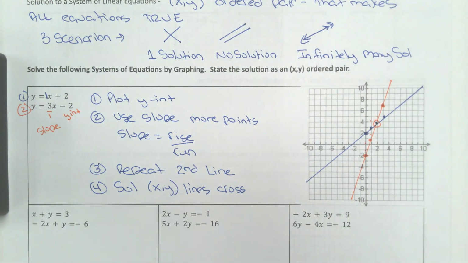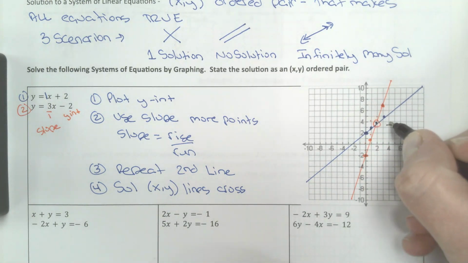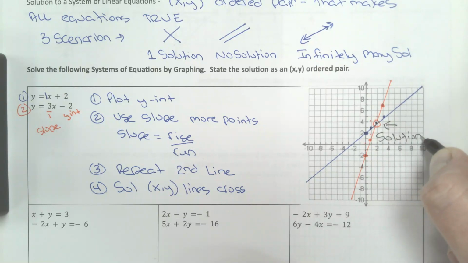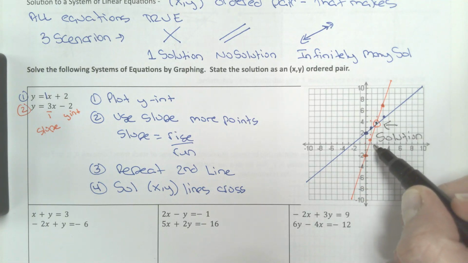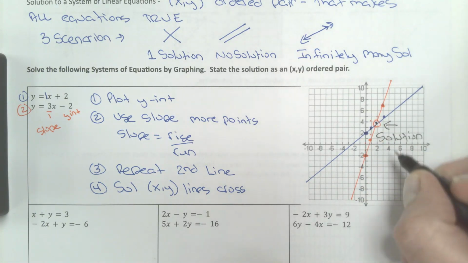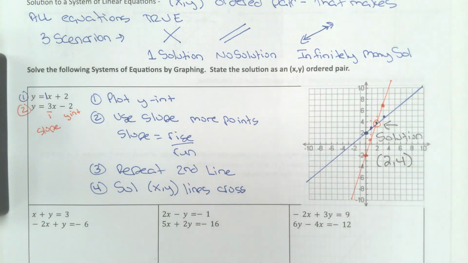All right, so your solution is right here. That's your solution, because that's where the lines cross. And if you start at the origin, looks like I have to go over 2 and up 4. So I'm going to write my solution as 2 comma 4.